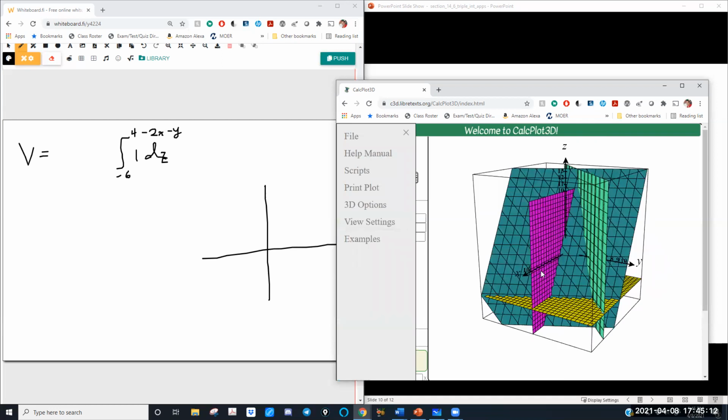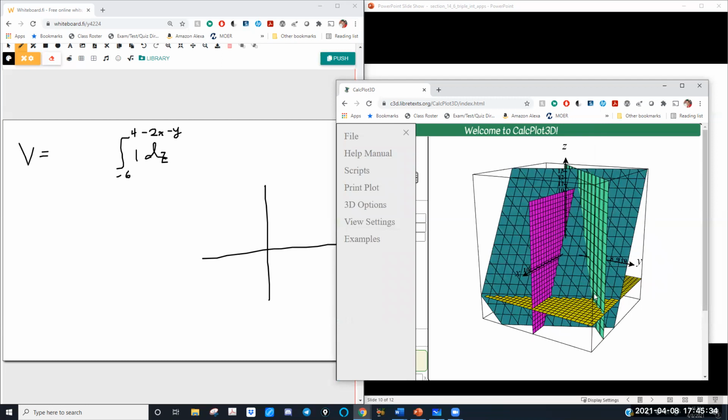Now, the reason I went with z first, again, I very clearly see the bottom, z equals -6. It is this yellow plane. That is what bounds the bottom, and it's a nice constant. I also see that the top of my region is this slanted plane. It's the only plane that's slanted. So that is a very good top.